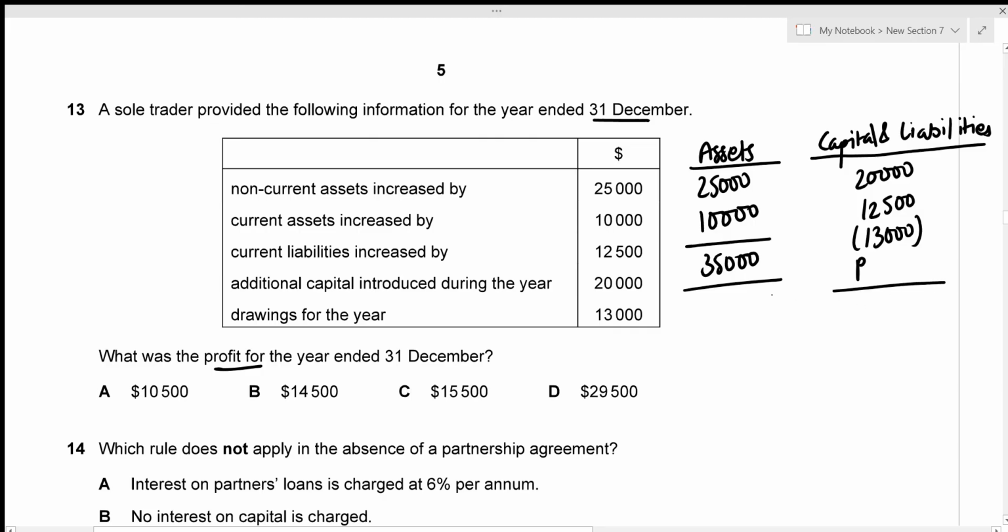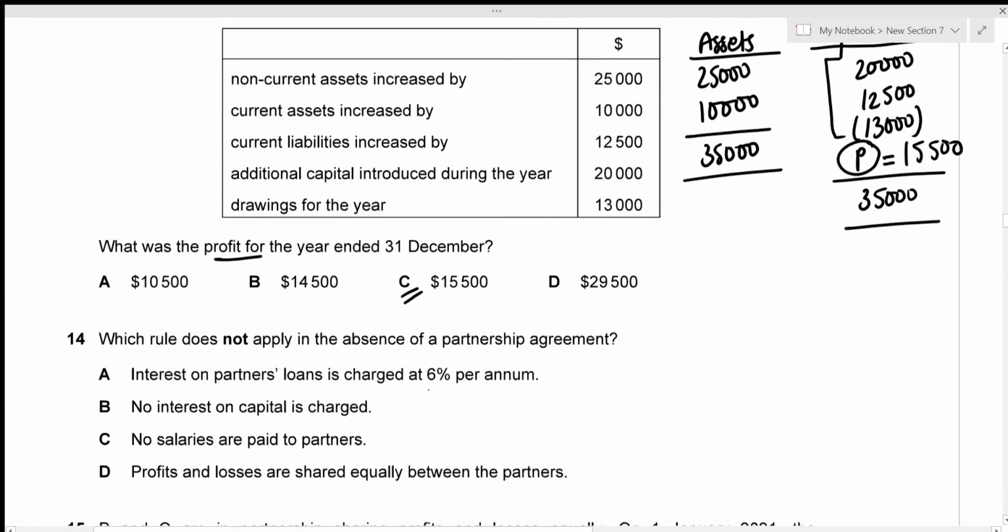And we know that the assets and capital and liabilities should have equal amounts. So the total is also going to be 35,000. Now the profit acts as a balancing figure. And in order to figure out this value, I just need to deduct these three values from the total amount. So that's going to be 35,000 minus 20,000 minus 12,500 plus 13,000, which gives us the profit of 15,500, which is given in option C.